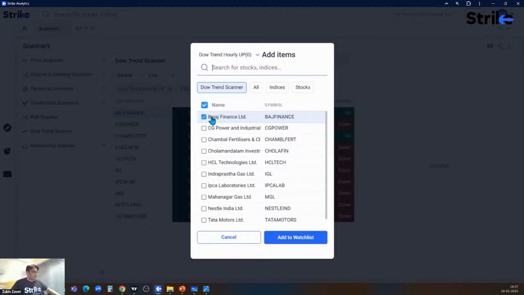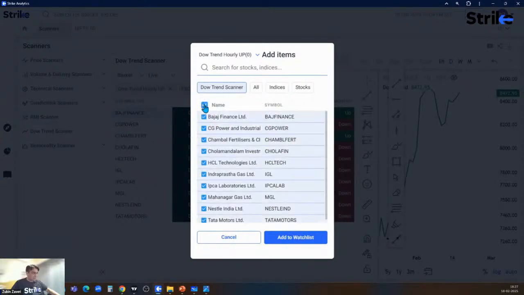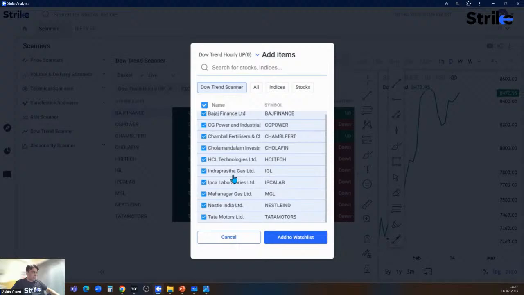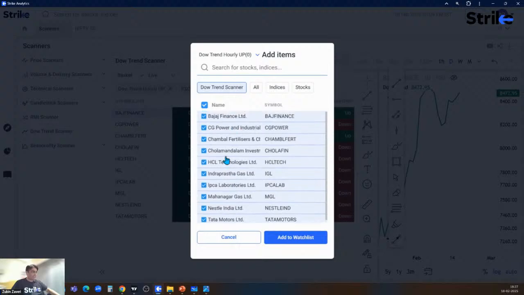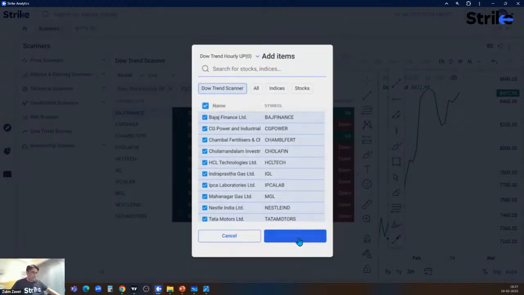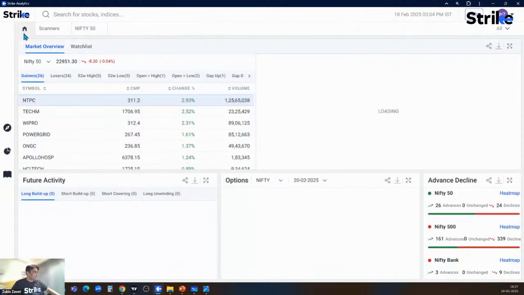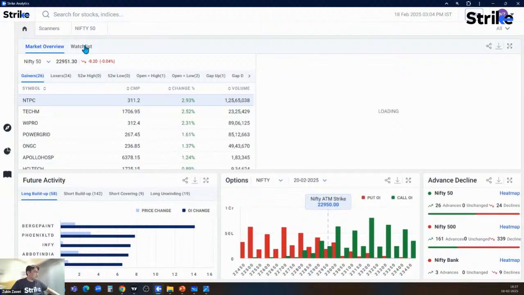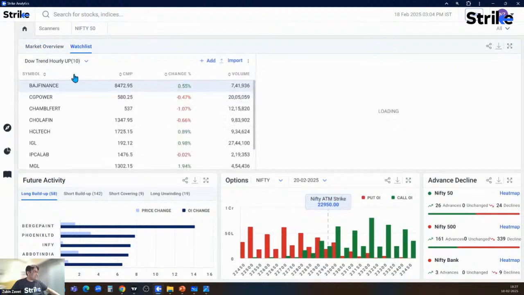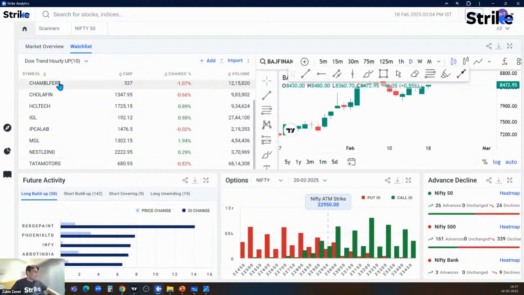Only the first option will be selected. What you can do is click on name, and click on it again, so that all the counters are selected, all the 10 stocks, and say add to watch list. Now, once it is added, you can come to the home section first, click on the watch list and see whether your Dow trend hourly up, the 10 stocks, have come up. Yes, they have come up over here.